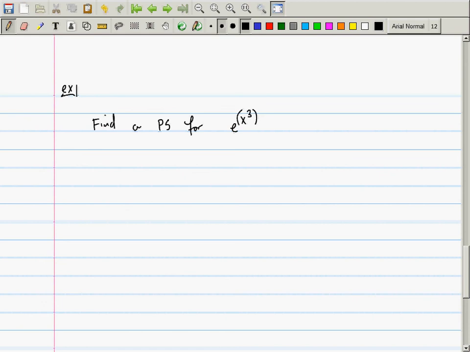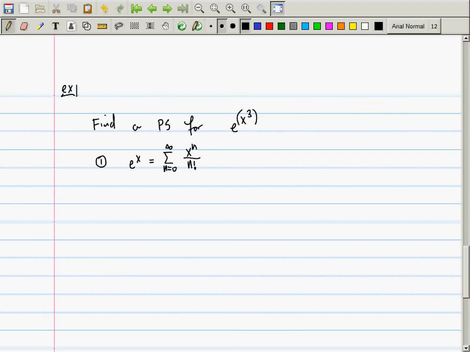Okay, so you need to use two facts. The two facts that you need to use are these. First fact is that the Taylor series, the Maclaurin series for the exponential function is x to the n over n factorial, right? That was written 2 pages ago.